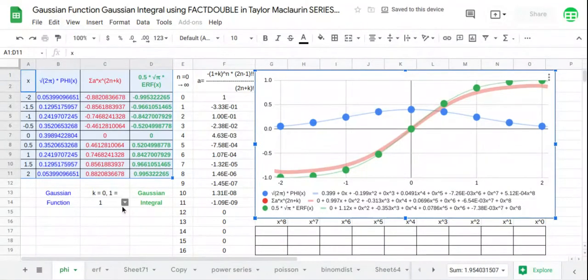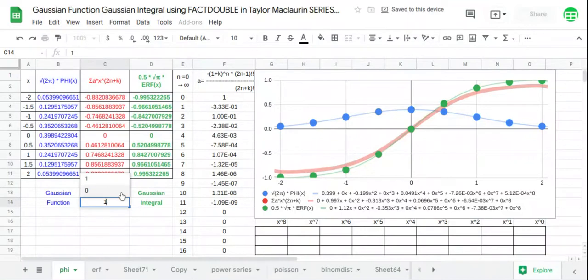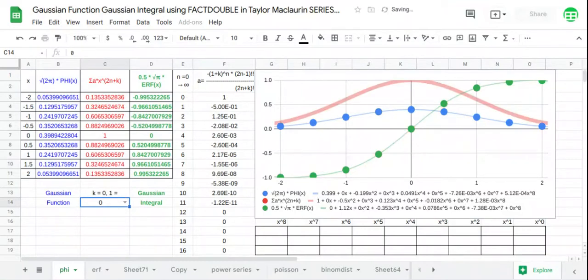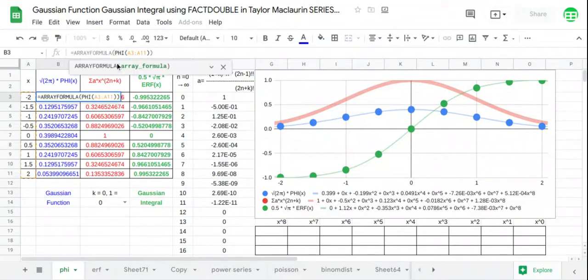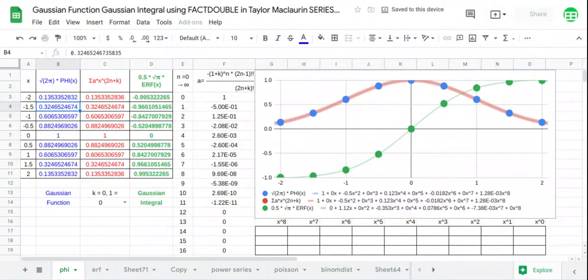So we can toggle this. So if you toggle this at 0, this Gaussian integral should be equal to this. So we have to change this. Multiply by square root of 2 pi. So that's square root of 2 pi. Now they're the same.